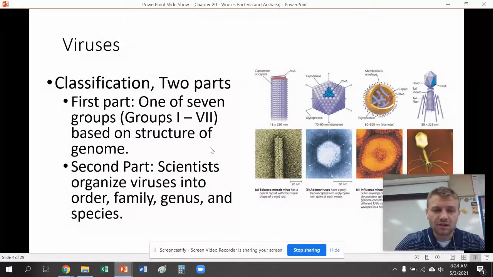Classification, there are two parts. The first part is one of 7 groups that the scientists separate them into based on their genome, and the second part is very similar to our classification. Even though they're not living, they still classify them into this kind of format.